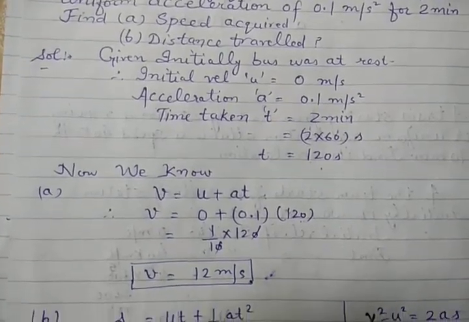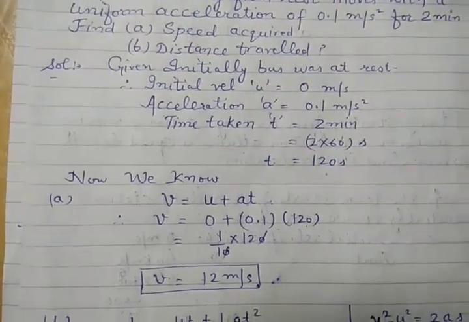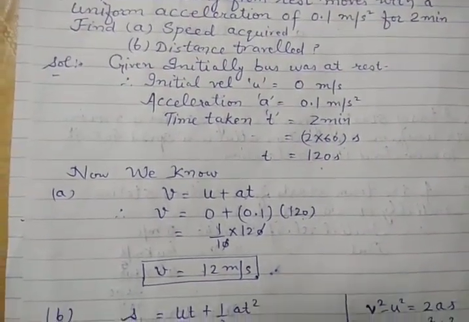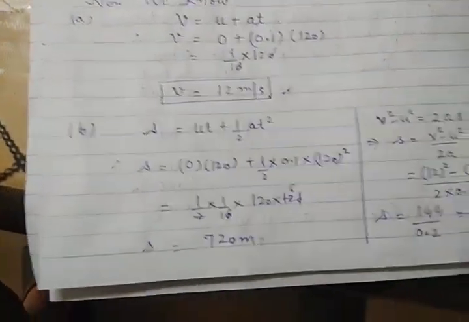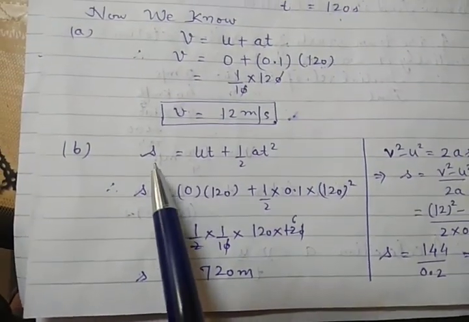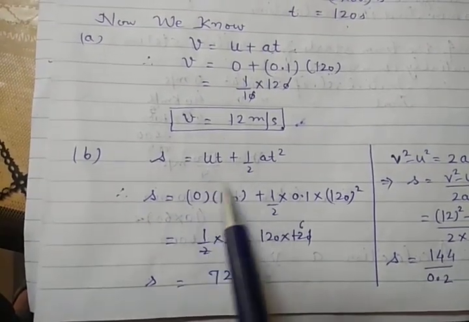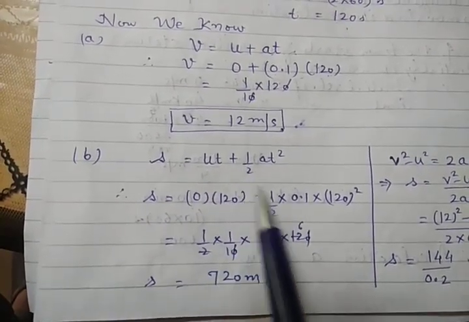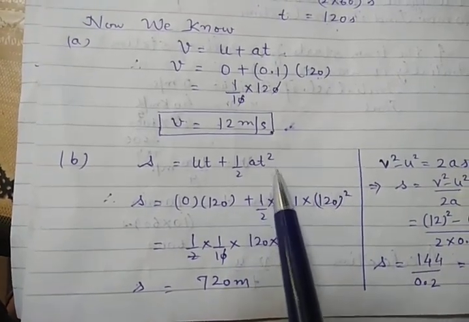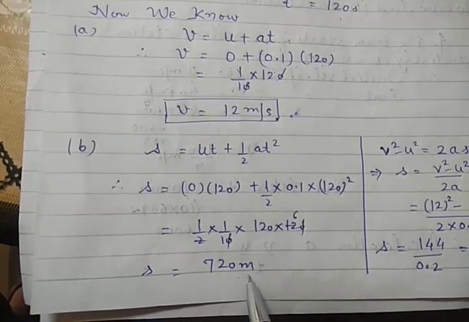Now the second thing we have to find out is the distance traveled. We can find it by two methods. I will use both the methods. Let us see. First is s is equal to ut plus half at square. This is the position time relationship. So put the value of u is 0, t is 120, half, a is 0.1, t is 120. So after solving, you will get 720 meters.